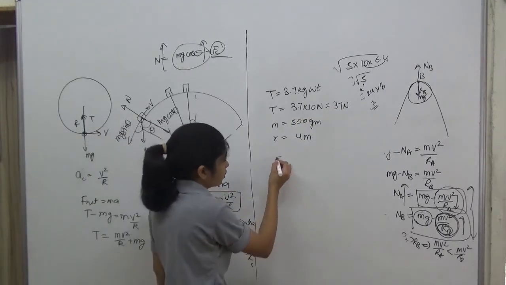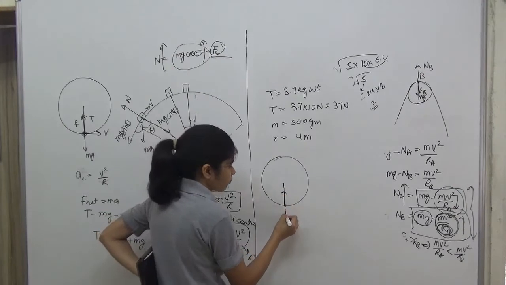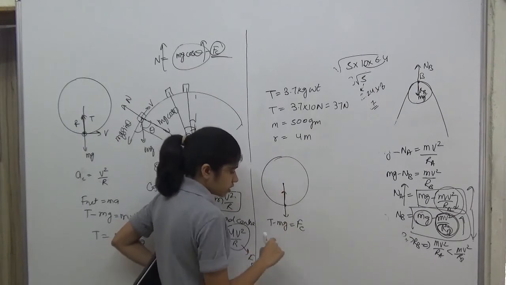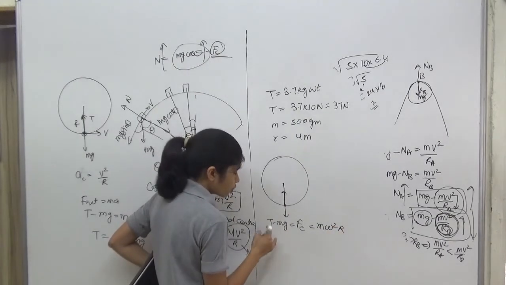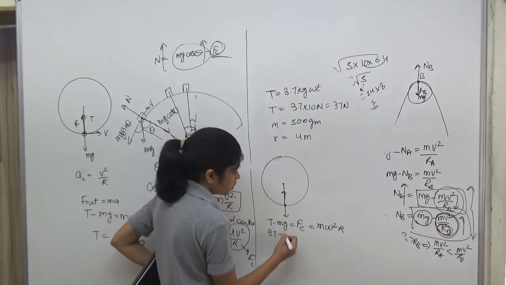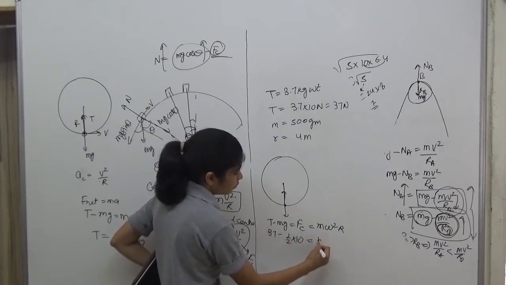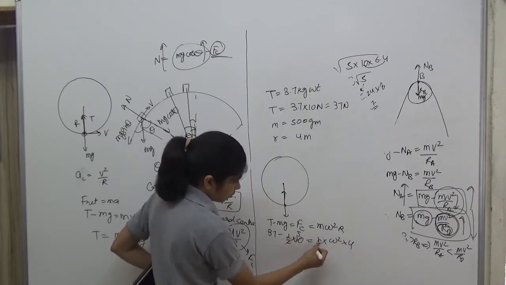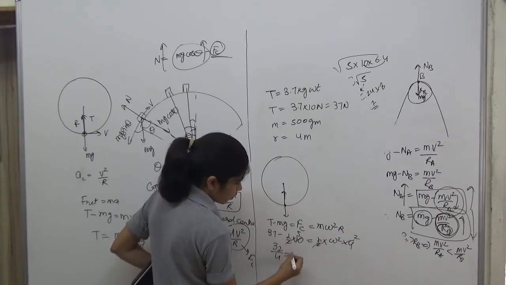So maximum tension is there at bottommost point. So here what we can write, T minus mg is equal to F towards center. T minus mg is equal to total force towards center, which is equal to m omega square r. So T maximum is 37, minus mg, m is 500 gram or you can say half kg, into 10, is equal to half into omega square into r, which is 4. So from here we have this is 5, this is 2, 37 minus 5, we will have 32 by 4 is equal to omega square.